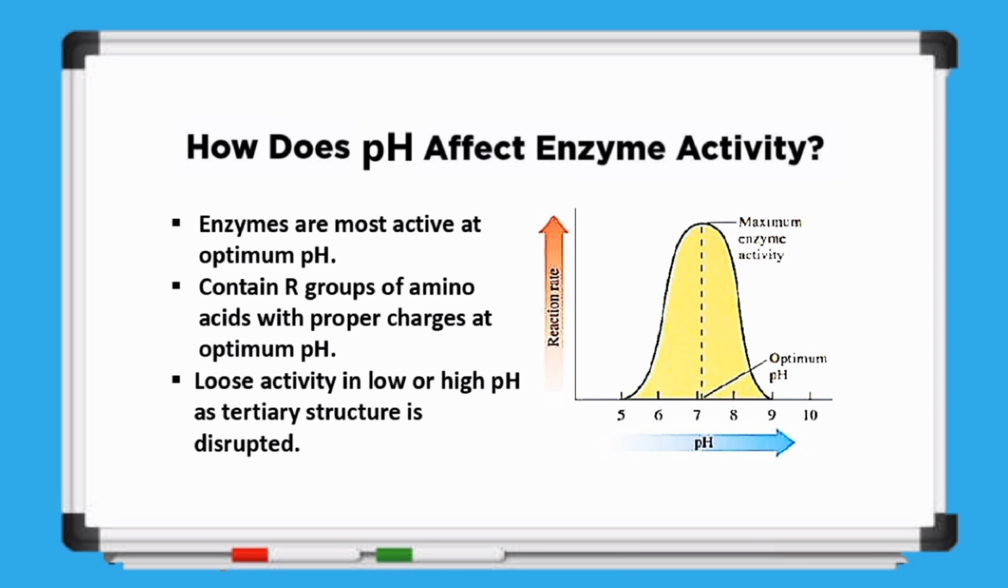At this optimum pH, the enzyme's structure is stable, and the active site, which is the part that binds to the substrate, has the perfect shape. This is because the R groups on the amino acids in the enzyme have the right charges, which helps maintain the enzyme's proper 3D shape.